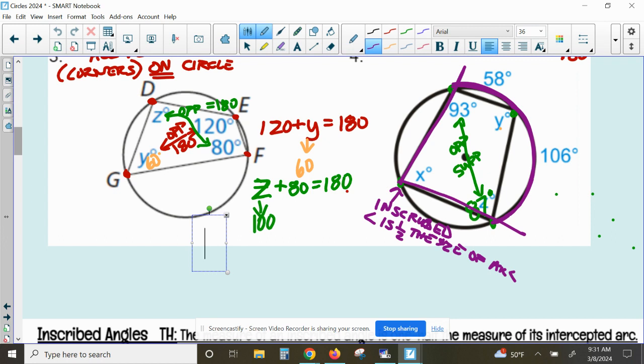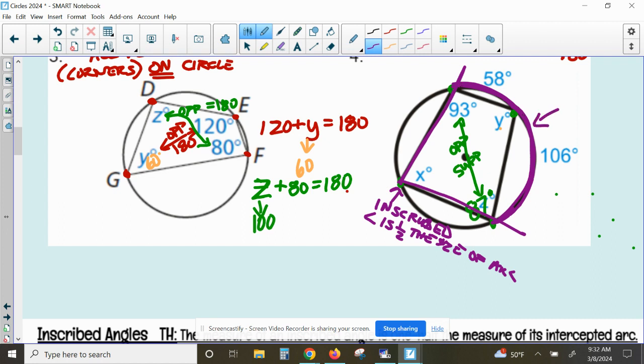So that means whatever this purple arc is, we need to figure out how long that purple arc is. How long is that purple arc? Is it just 106? It's 106 and 58 together. So how long is this purple arc, the whole thing all together? 164 degrees. So the angle has to be half of that.